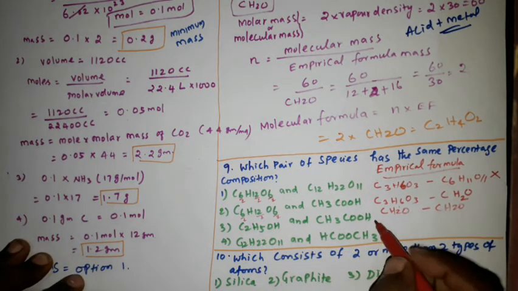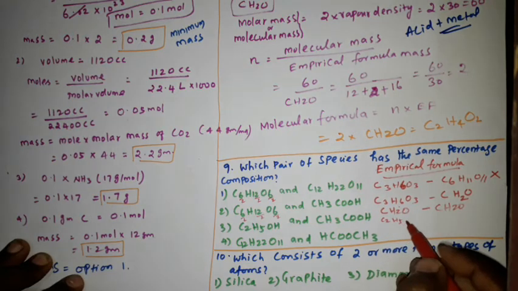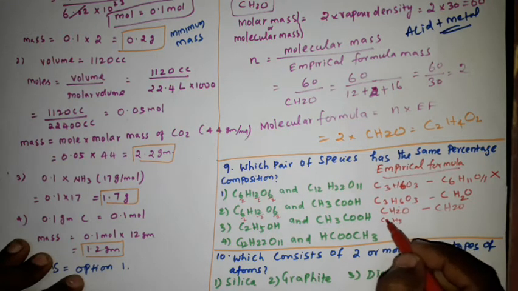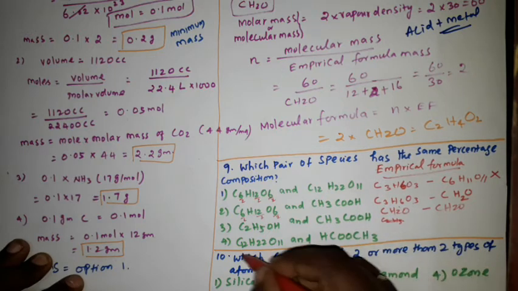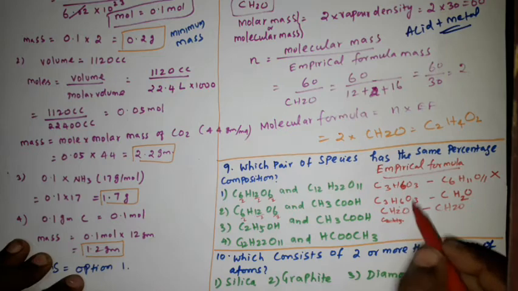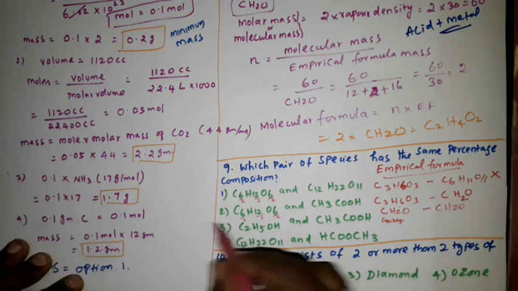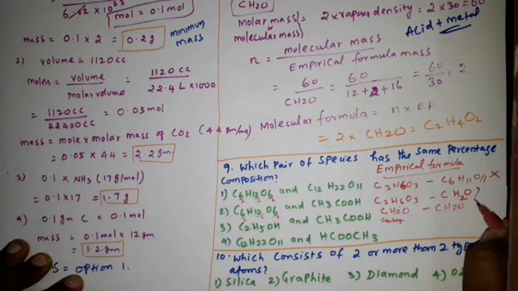So CH2O, this also CH2O. And you check here, this will not be the same because C2H3, no, here it will not come. And that fourth option also, you will not get the same empirical formula. So the empirical formula is the same for option 2, that is CH2O.